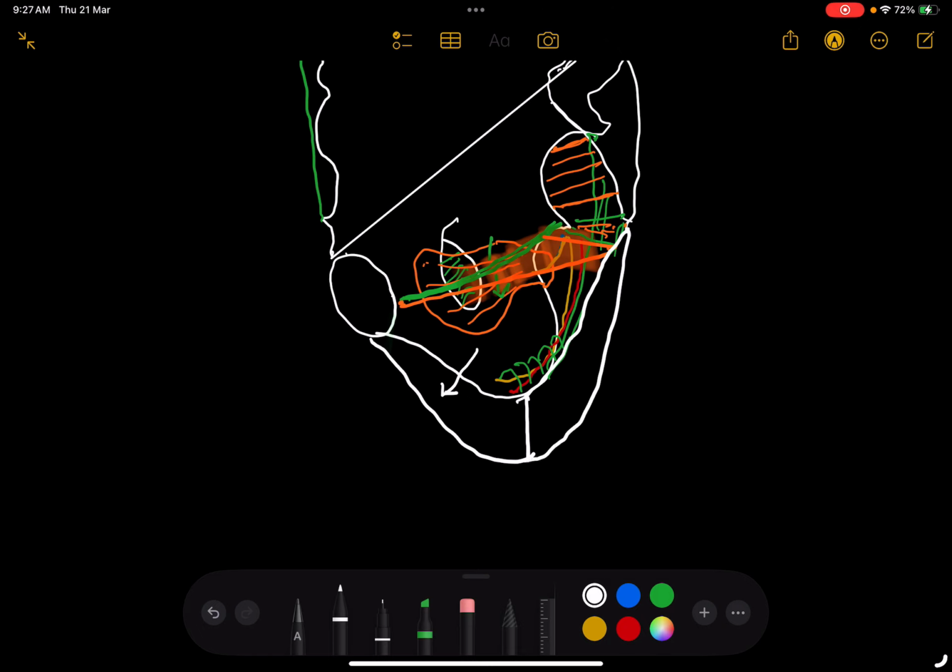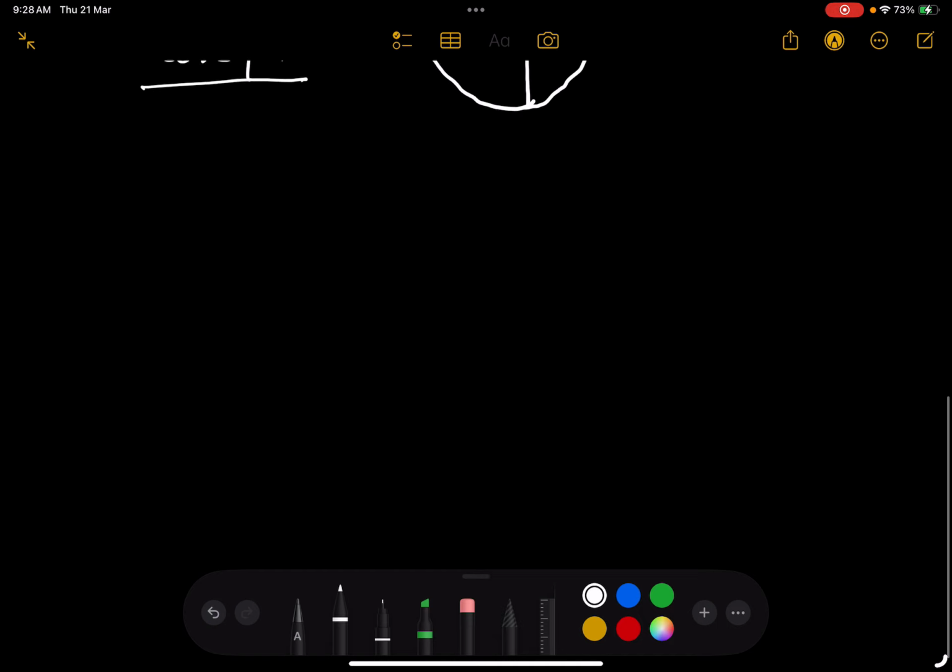So if you take into account that there are two ischial tuberosities on two sides, therefore this perineum will be divided into a posterior anal triangle and an anterior urogenital triangle. The name itself says that this will pass the urethra, the vagina, and the anal triangle will pass the anal canal. So let us study these urogenital and anal triangles in a little bit of greater detail.